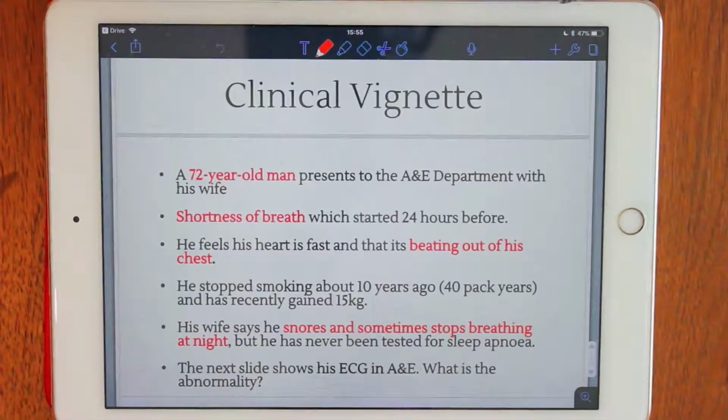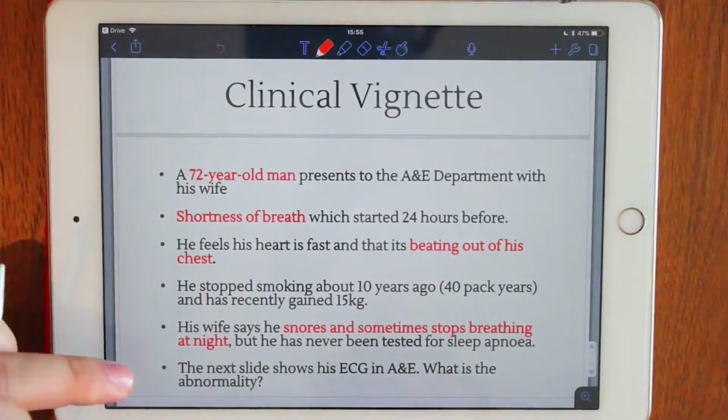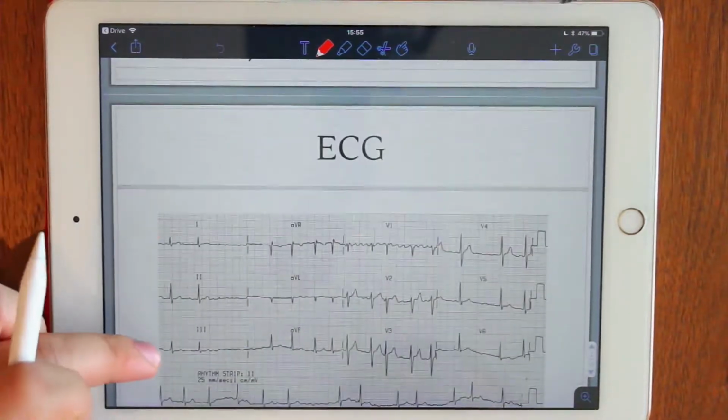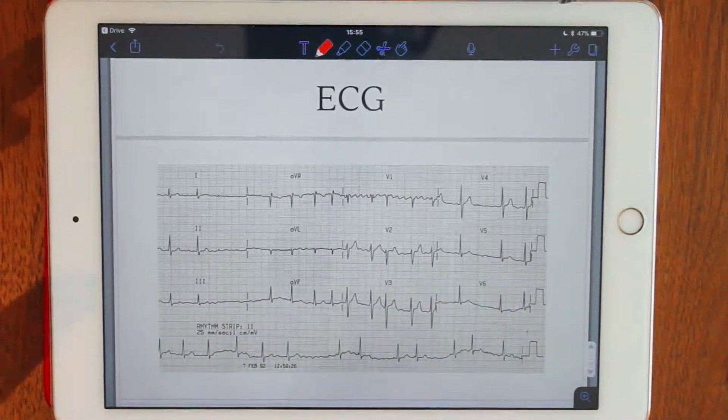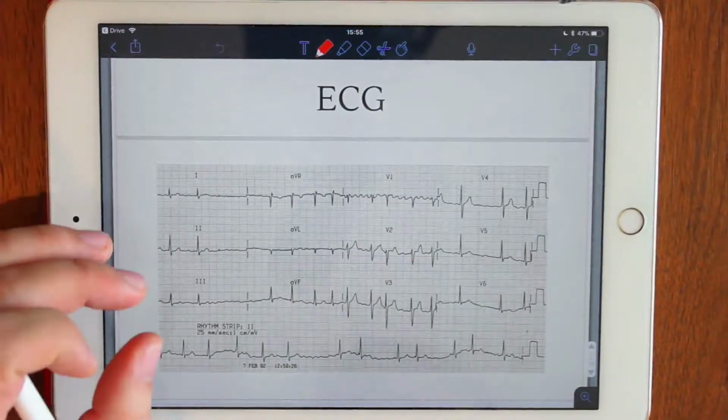Here's our clinical vignette. Feel free to pause the video and take a closer look at these symptoms. Let's move on to the ECG. And again, as we say with every video, it's very easy to make a spot diagnosis, but we have to stick to our system. So let's start with rate.